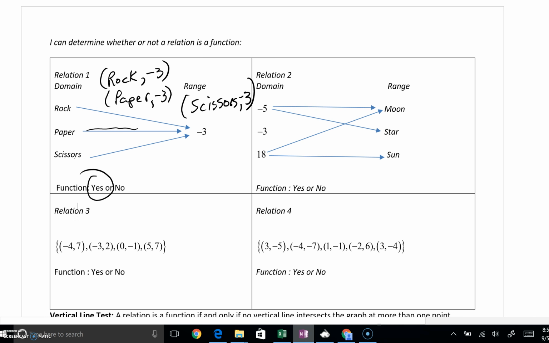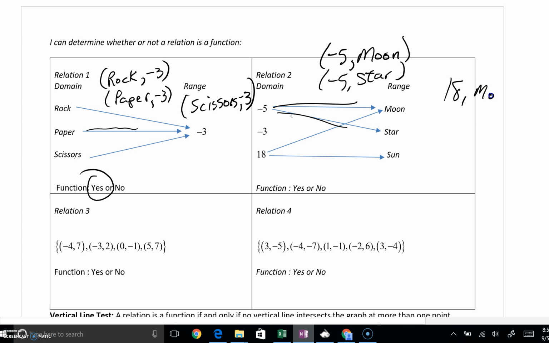Look at this. -5, comma, moon. Look, they'll put words in there sometimes. Look, right here is -5, comma, star. Over here we've got 18, comma, moon. We've got 18, comma, sun. Is this a function? No way. What's the problem? Your X values have repeated. As soon as you had -5 showing up twice, as soon as you see 2 arrows coming out, game's over. It's not a function. Okay?